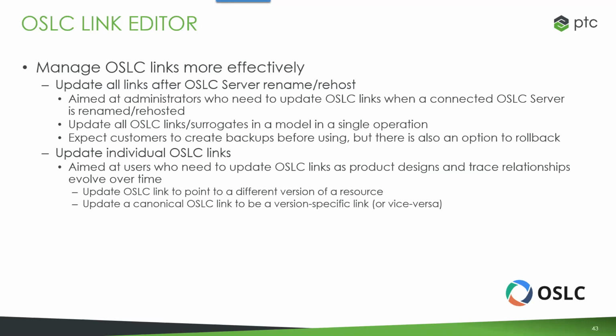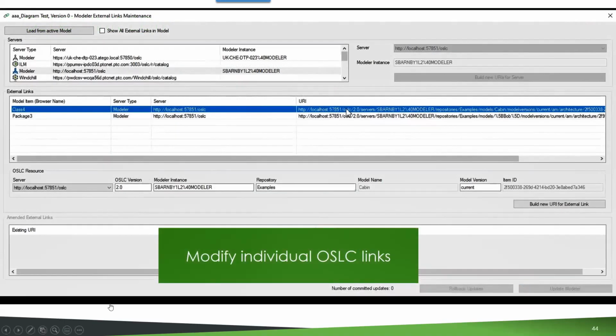But there's also the use case for individual links, which users are more likely to do rather than an administrator. And maybe at some point in time, they want to transition from linking to the latest version of an item. So we call this a canonical link. But at some point, maybe when the design is released or frozen, they want to change that and not keep pointing to the latest. They want to fix the version and say, okay, point to version 3 and stay there. That's where we've signed off on the design. The link needs to stay at that version. So we can do that as well. So it supports both of those use cases. Let's have a look at it in action.